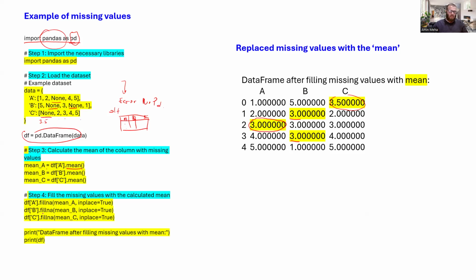Here we ask to fill the missing values with the calculated mean. This is the calculated mean, and put it in place, true. That's what it means here: replace it with the mean, to fill the data with the mean values. Then we print the data frame. That's the new data frame here. We will be applying this more and more in the future, so it's going to be very easy for you guys.